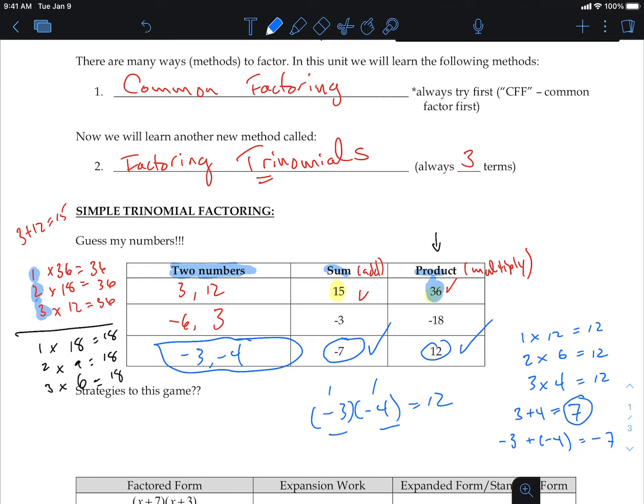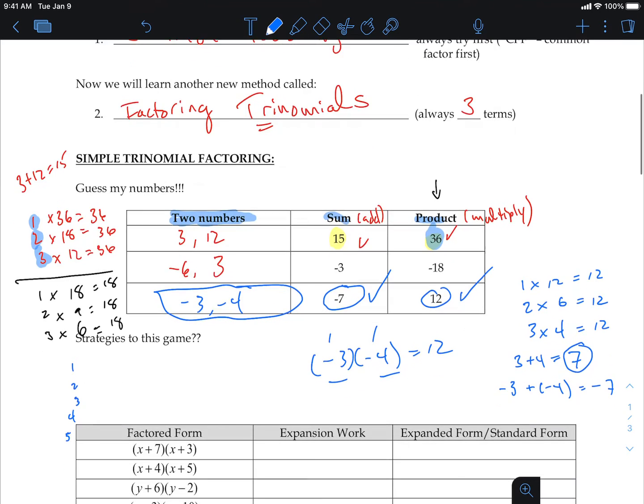The strategy is exactly this. I just start 1, 2, 3, 4, 5. I keep going until I find the two numbers that work. You just keep going.